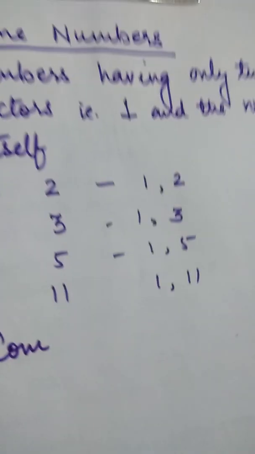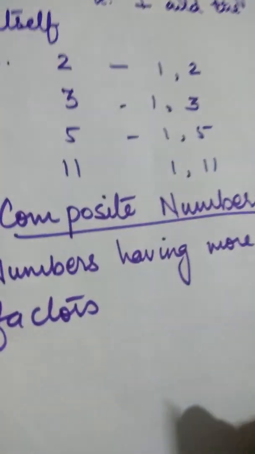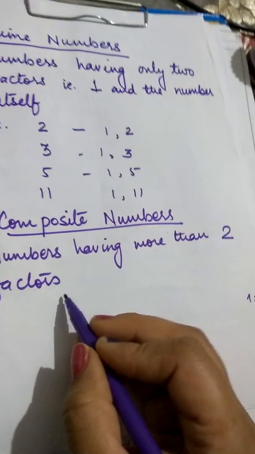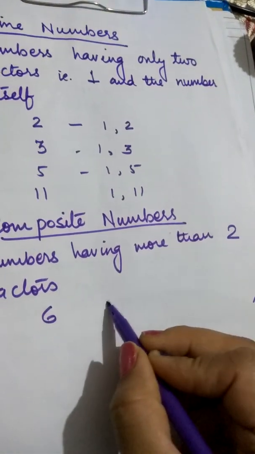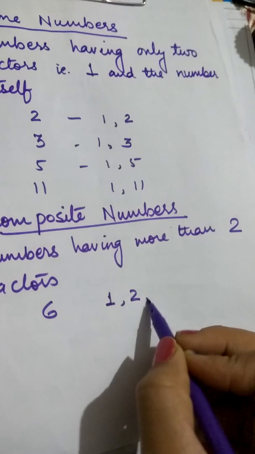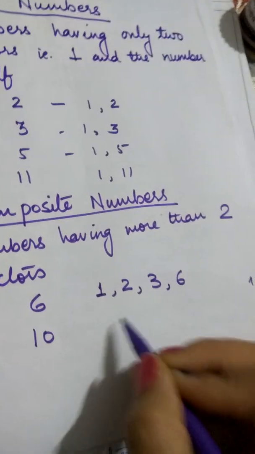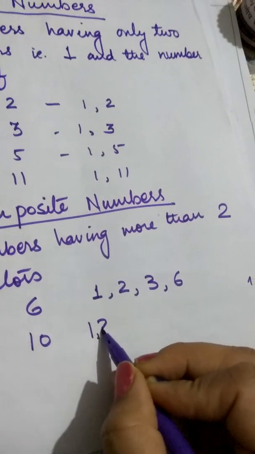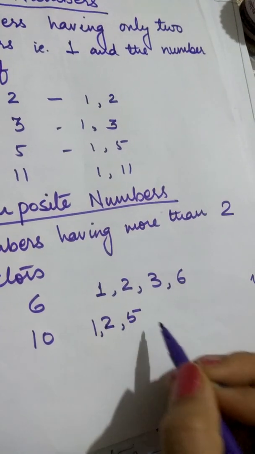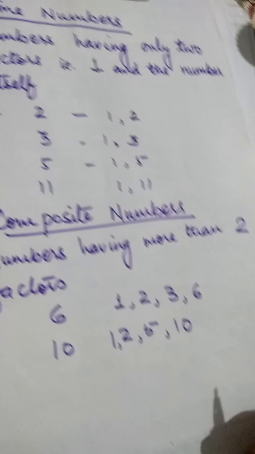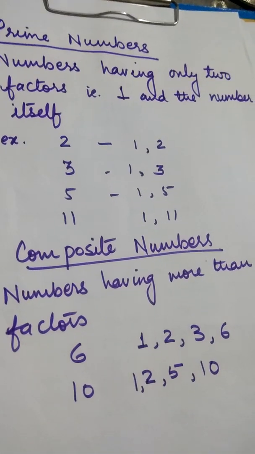Now what are composite numbers? Composite numbers are numbers having more than two factors, like 6. 6 has factors 1, then 2, then 3, then 6. If I take 10, it has factors 1, 2, 5 and 10. So these are called the composite numbers.